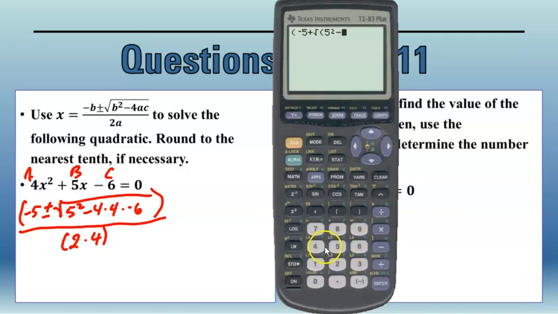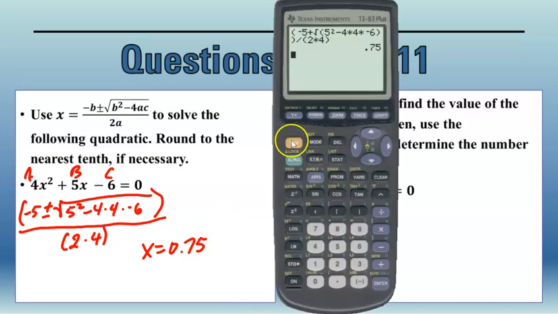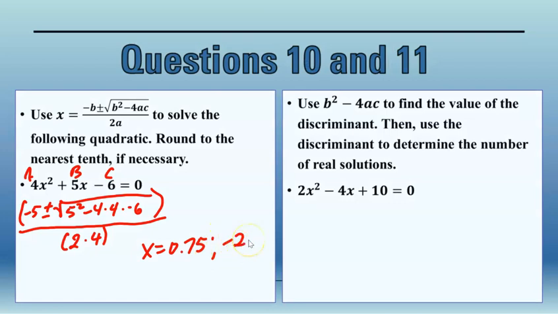So I have 5 squared minus 4 times 4 times negative 6, end parentheses. So on the TI-83, I have to put the end parentheses to say where I'm ending my radical, end parentheses again to end my numerator. Then I'm going to divide by parentheses 2 times 4, end parentheses, which will give me x equaling 0.75 or 3/4. That's one of my answers. To find the other one, I would hit second, enter to re-put everything in there, and then I just change one sign from a plus to a minus, and that will give me a negative 2. So my zeros would be x equaling 0.75 and x equaling a negative 2.